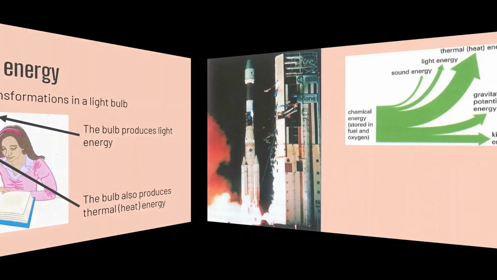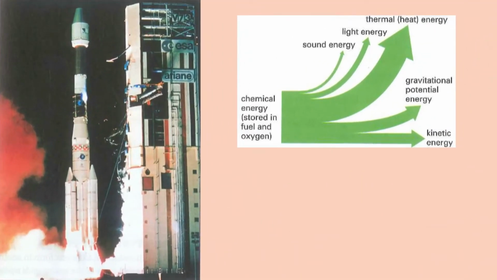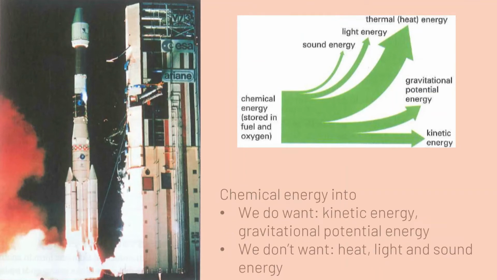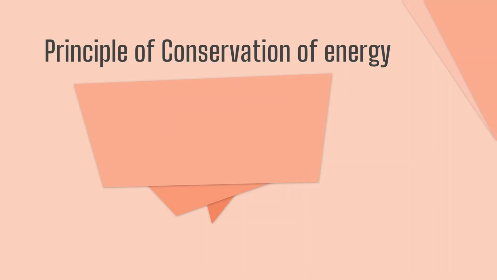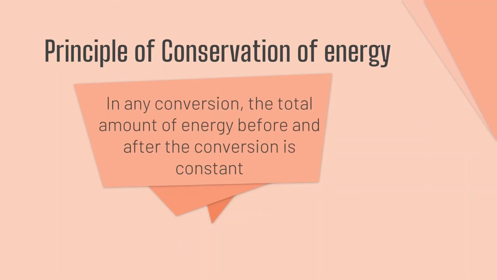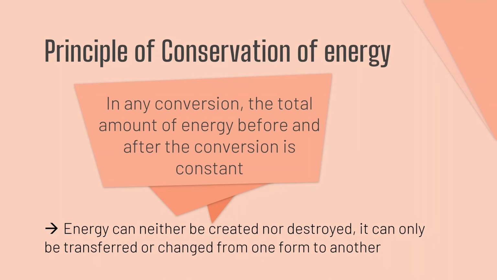The rocket motor transforms chemical energy into two forms that we do want: kinetic energy and gravitational potential energy, and three that we don't want: heat, light, and sound energy. Next is the principle of conservation of energy. In any conversion, the total amount of energy before and after the conversion is constant. This tells us something very important about energy. Energy can neither be created nor destroyed. It can only be transferred or changed from one form to another.